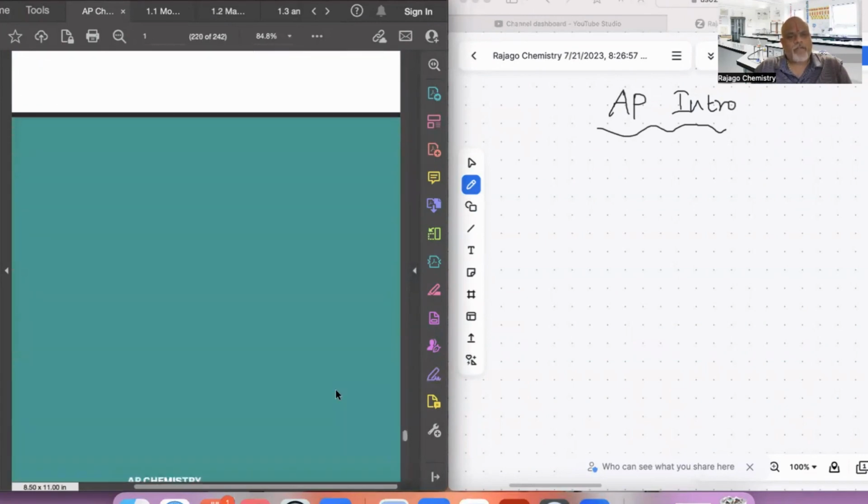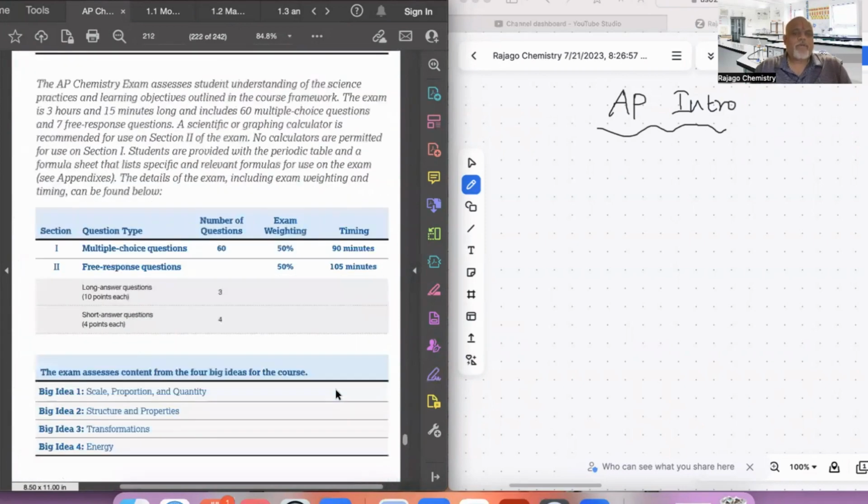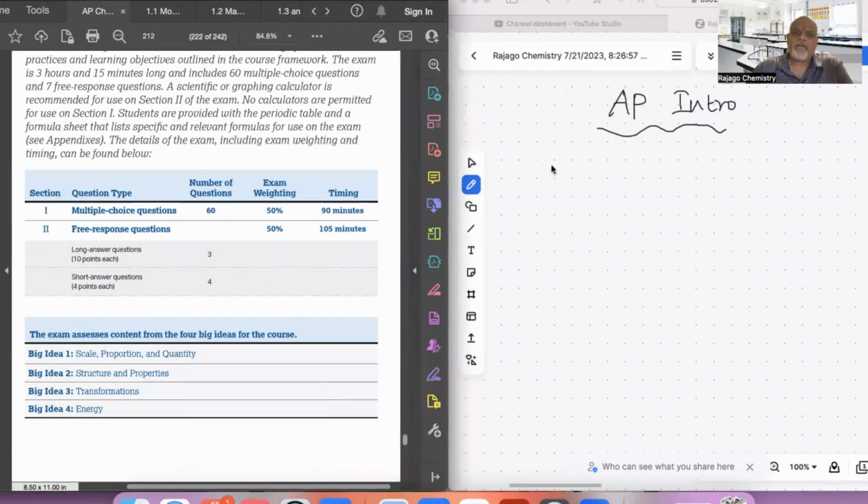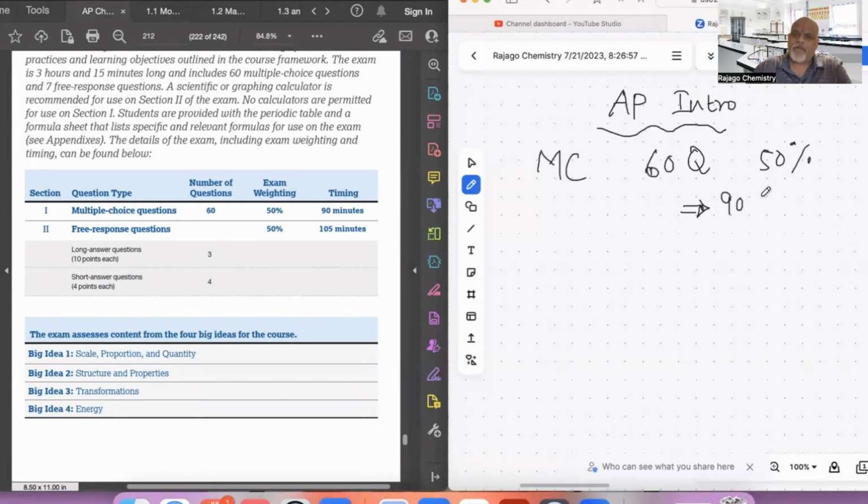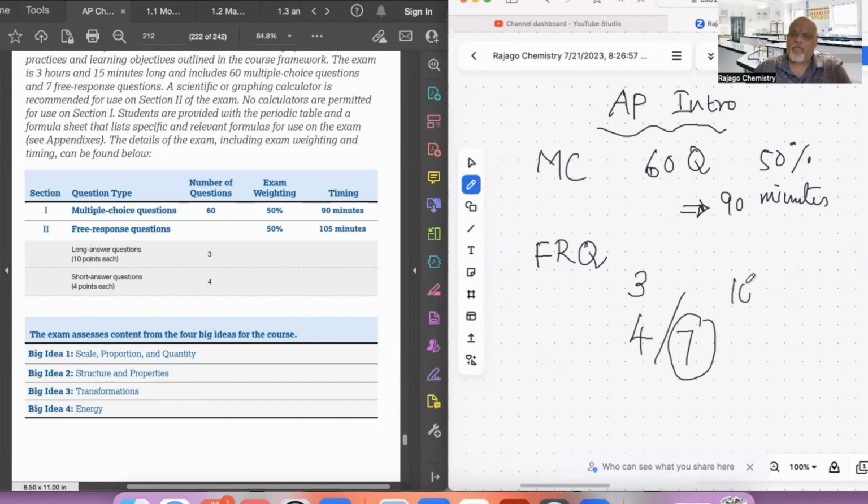So first, let's go through what we have to know from the exam information. The exam contains two parts. The first is one multiple choice section. You have 60 questions to answer, which gives a 50% weightage, and you have 90 minutes. Second is the free response, FRQ, with 3 long questions and 4 short questions. Overall you have 7 questions and 105 minutes to answer, which is almost 1 hour and 45 minutes.